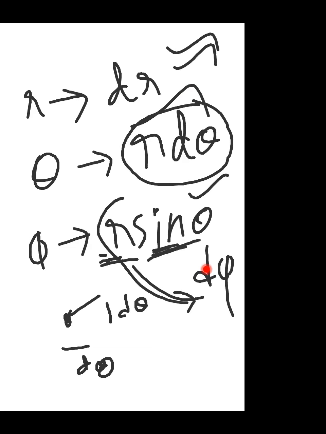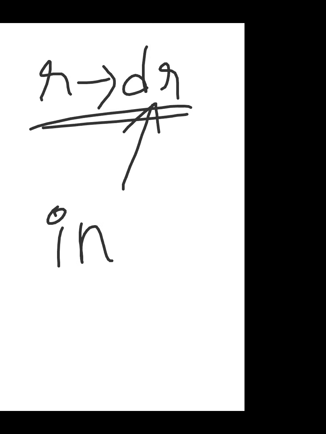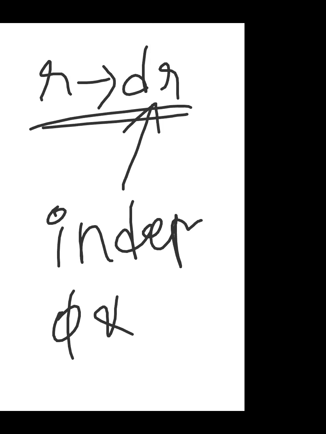Very clear. So first I will try to prove that a change in R gives you dr. See, change in R gives you dr. Here, please note down in your notes: this is independent of phi and theta. When you make a change in r, this is independent of phi and theta. I will quickly prove that.